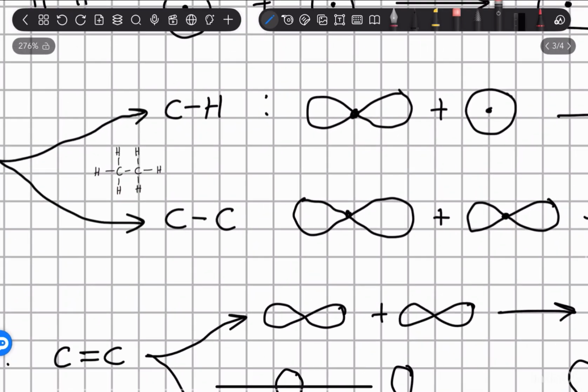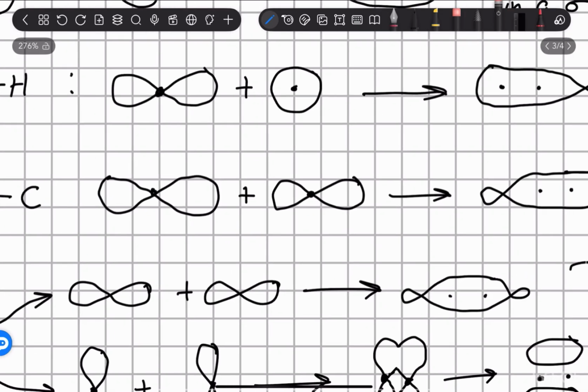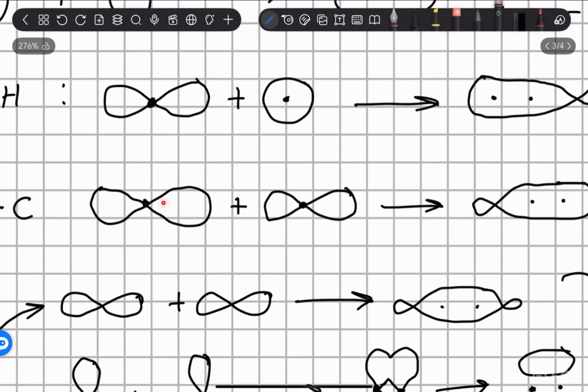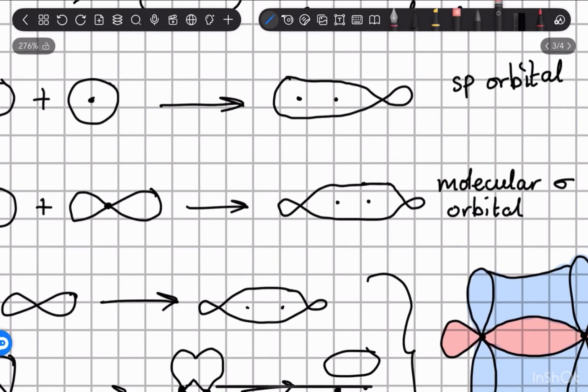So the CC, since we already know the head-on overlap of two p orbitals, these could be px or py, and they combine to form our molecular sigma orbital.